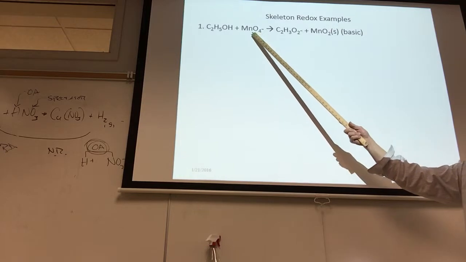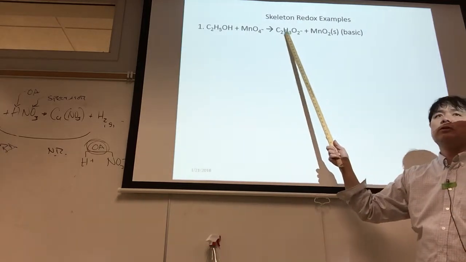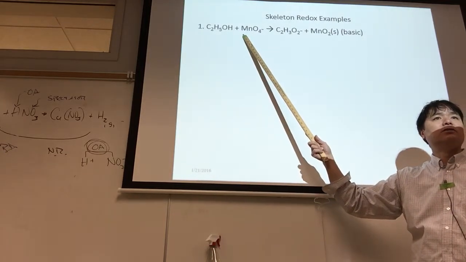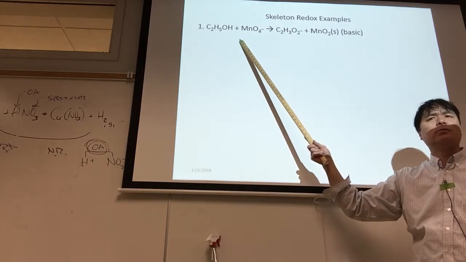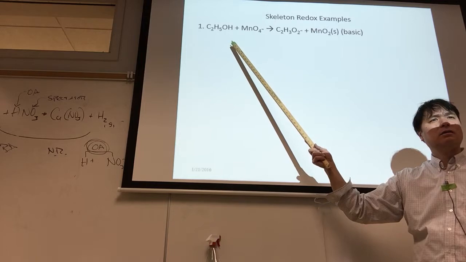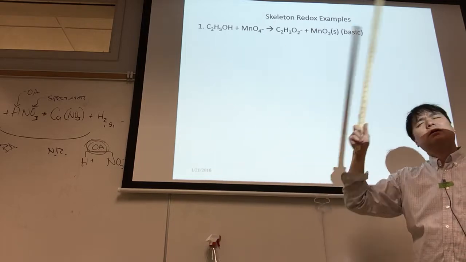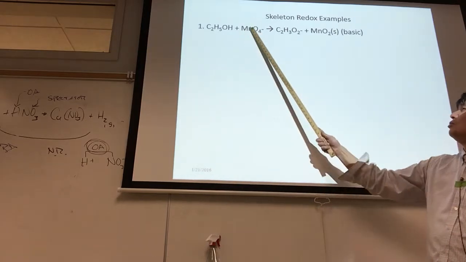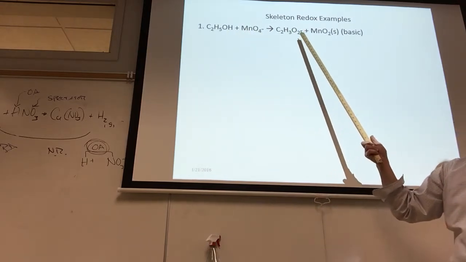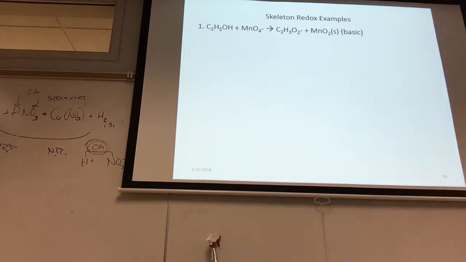We can combust ethanol all the way to CO2 with permanganate. In fact, you do that in Chem 1A. You guys remember the permanganate with, was it with the ethanol? No, it was with chlorine. It was with chloride. Yeah. Well, anyway, you could do this all the way to CO2, but we're not going to go that vigorous.